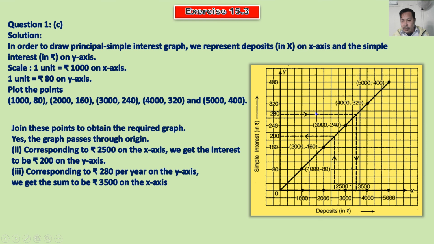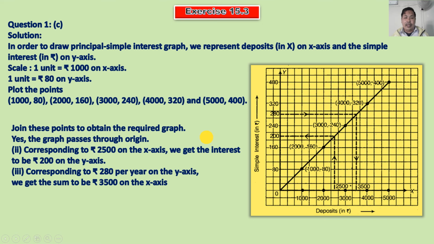If you just come straight, touch the line, and come down in a straight line perpendicular to the x-axis, then you will get here the middle of these 2 points, 3000 and 4000, that is 3,500 here, right? So the point corresponding to 280 on the y-axis will be 3,500 on the x-axis. Okay, clear? So here we have.